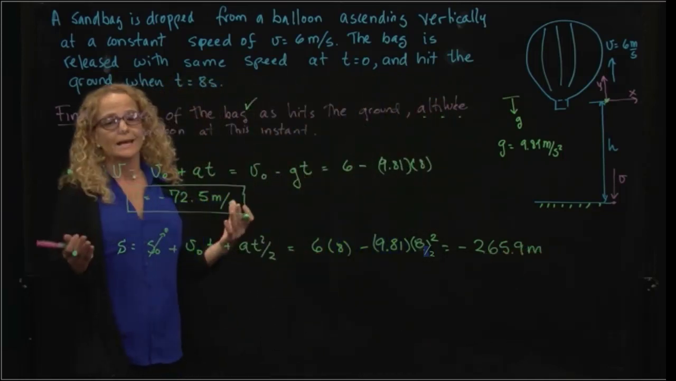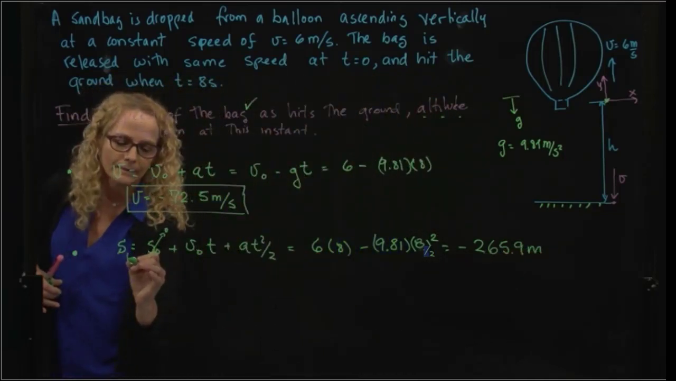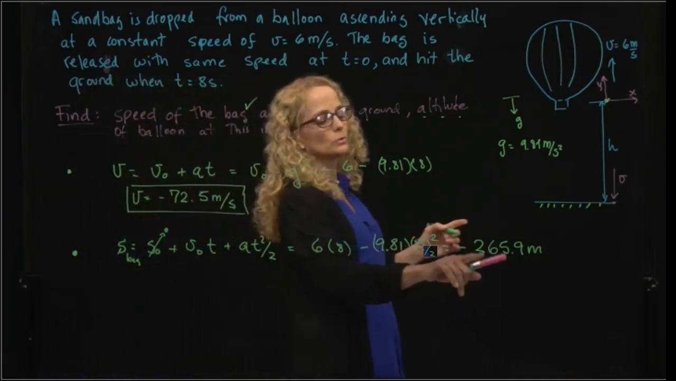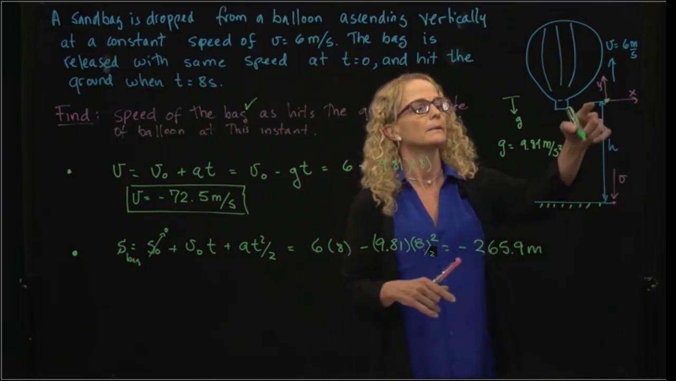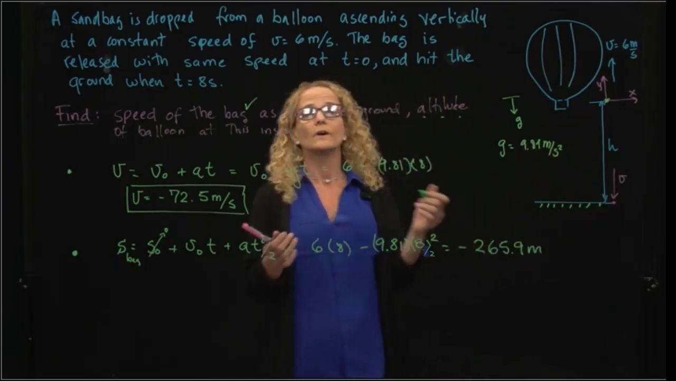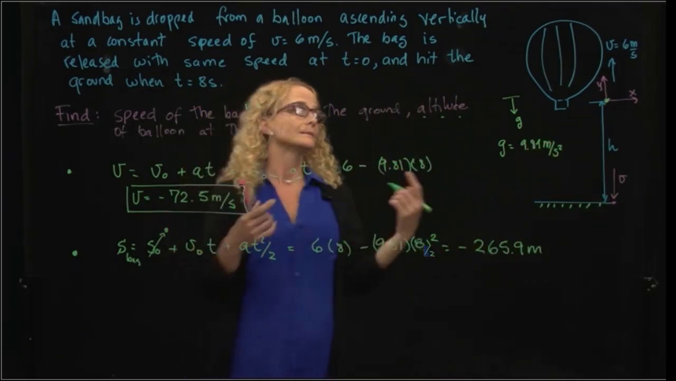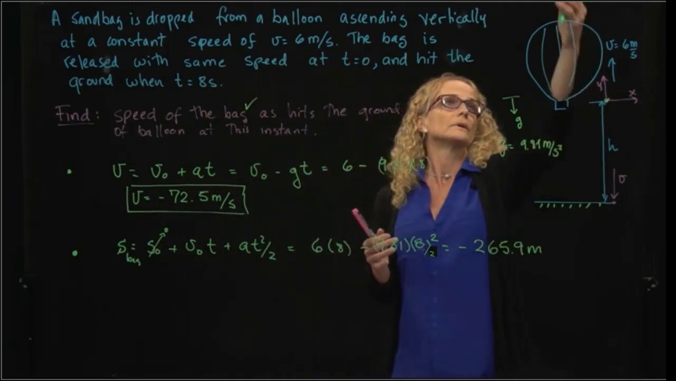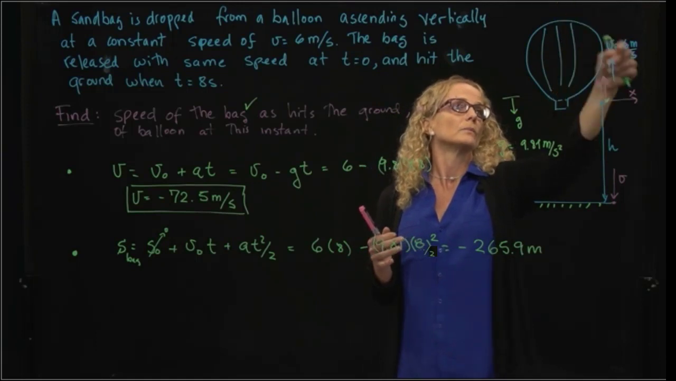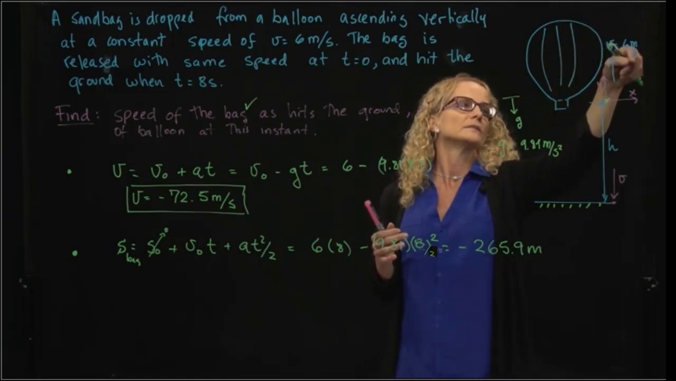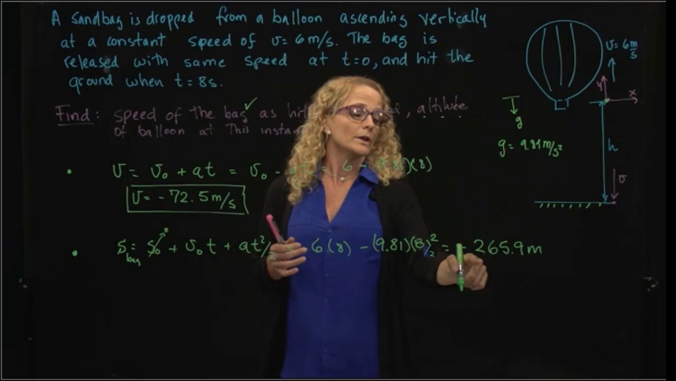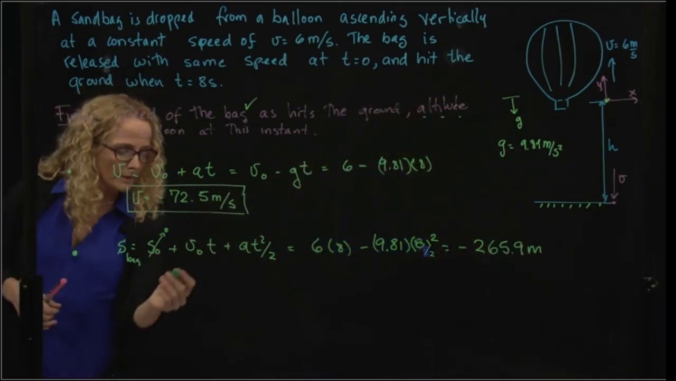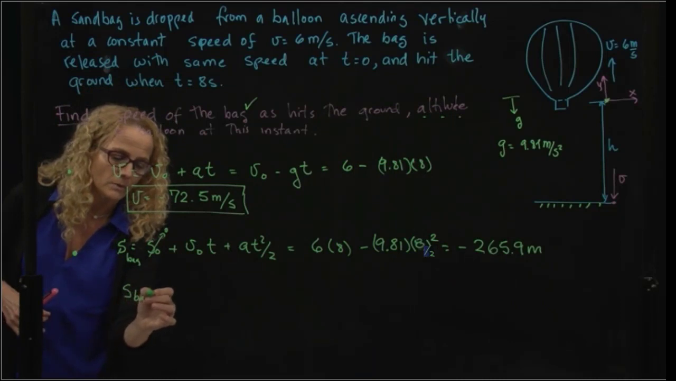So the sandbag travels 265 meters. However, we want to find the altitude of the balloon. That's not the altitude of the balloon at that instant, because the balloon keeps traveling up vertically with a constant velocity of 6 meters per second. So that's the distance that the sandbag travels.